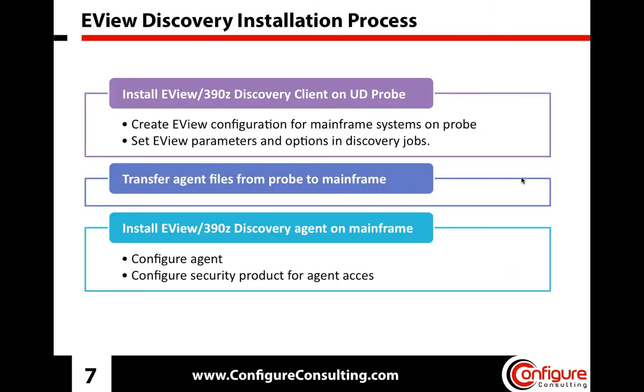The EView discovery installation process starts out on the Universal Discovery probe. The client is installed on the probe, and an EView configuration manager is used to configure the LPARs that will be discovered and set the parameters and options in the discovery jobs. There's also a set of files on the probe that need to be transferred to the mainframe for the agent installation. The agent installation involves restoring these files and configuring the agent, and also configuring security product access for agent access to be able to issue the discovery commands and access the different subsystems that will be discovered on the mainframe.